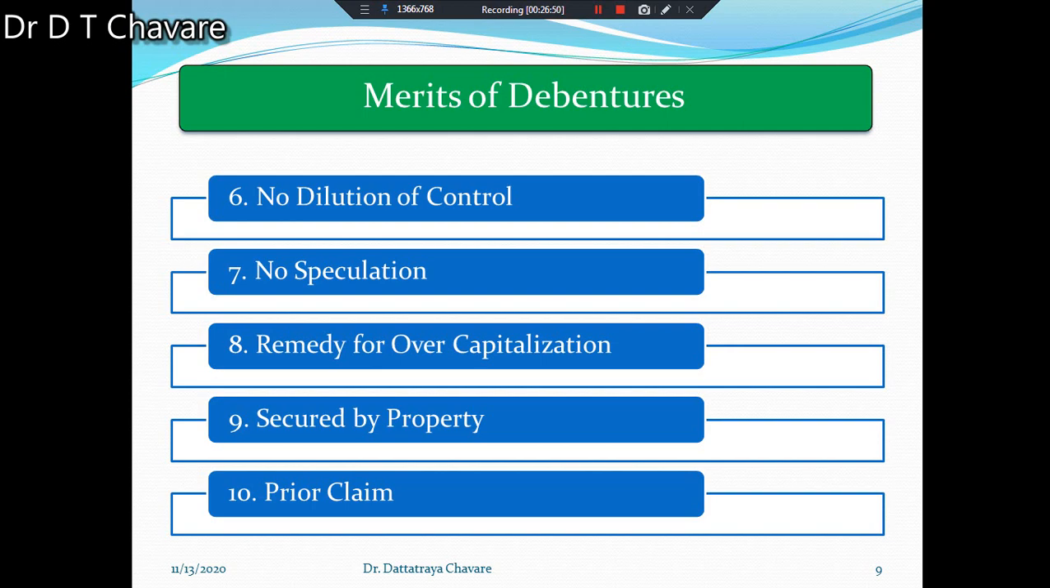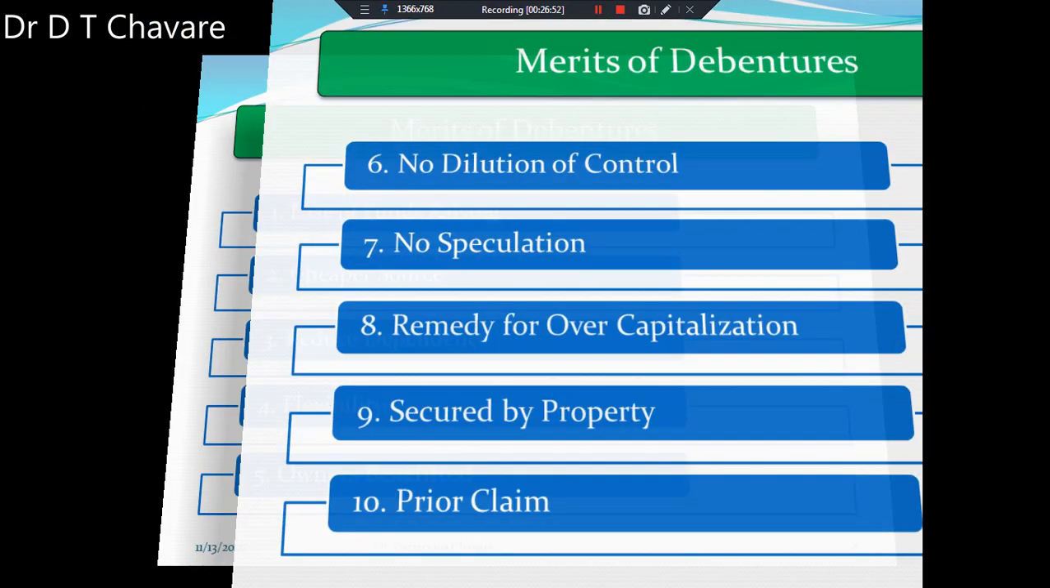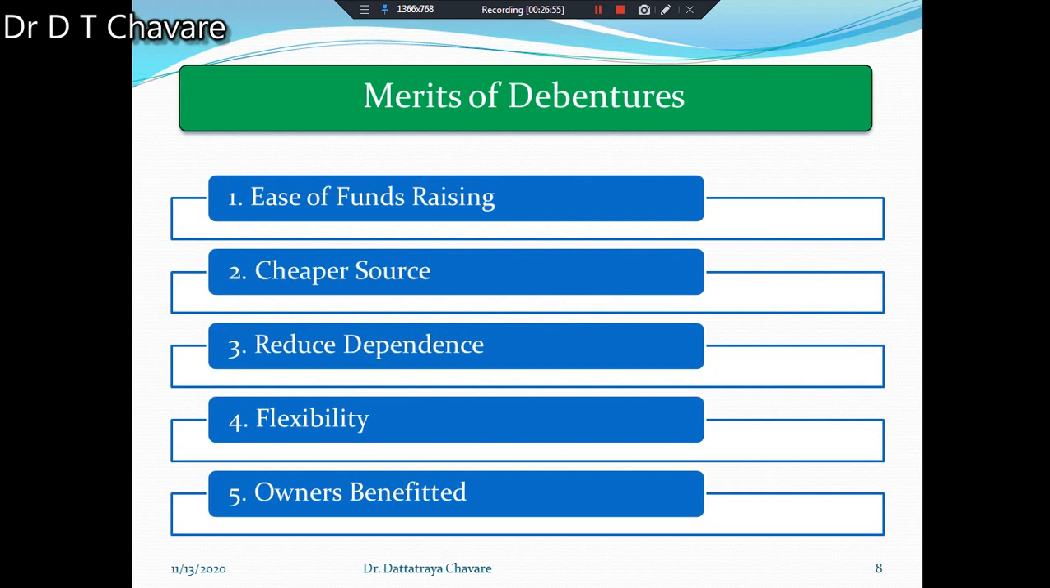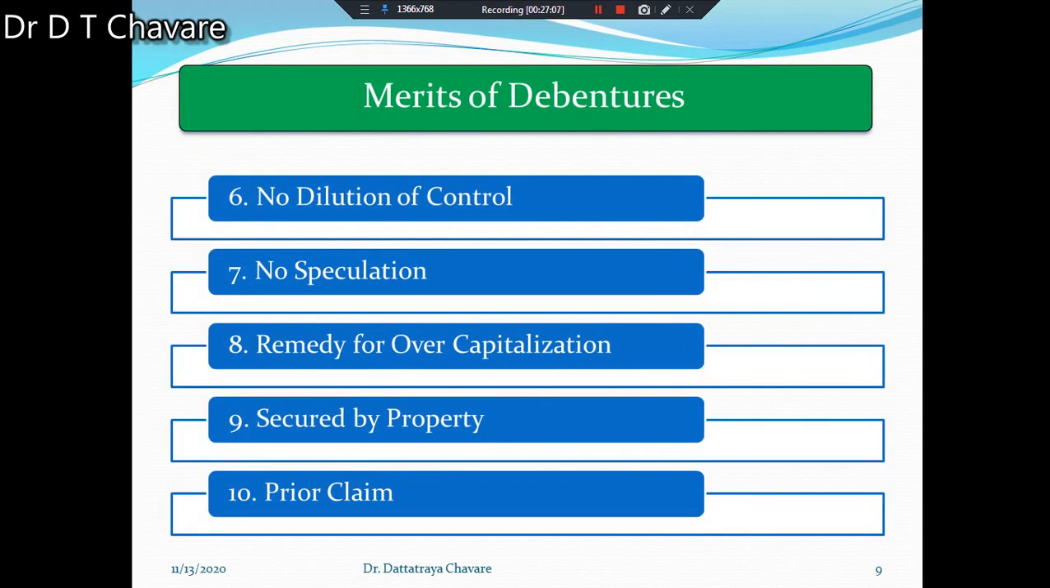How many merits we have studied? 10 merits we have studied. What are those? First, ease of funds raising. Second, cheaper source. Third, reduced dependence. Fourth, flexibility. Fifth, owners benefited. Sixth, no dilution of control. Seventh, no speculation. Eighth, remedy for overcapitalization. Ninth, secured by property. And the last but not least, prior claim. In this way, these are the 10 merits of the debentures.